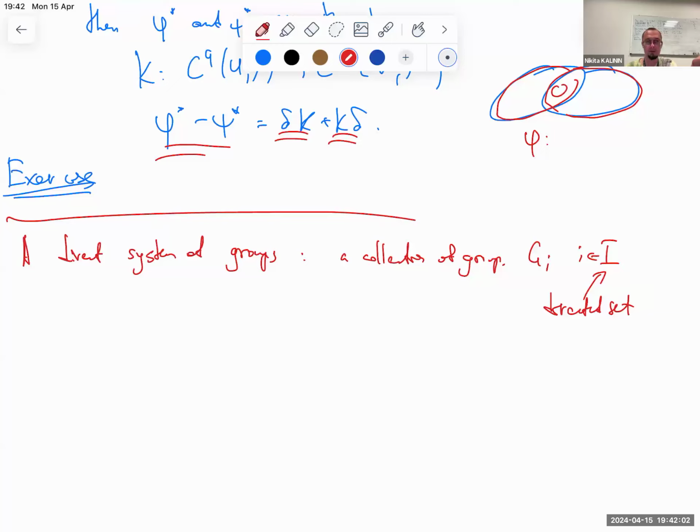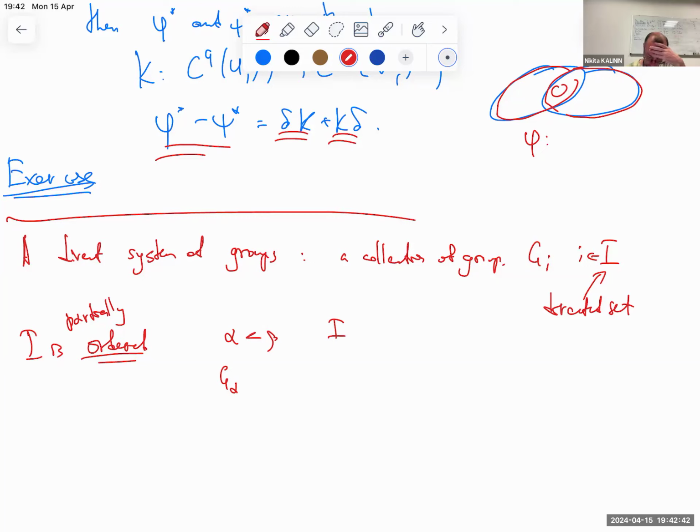So a directed set, well, it's a set with ordering. So it means that I is ordered. That may be a partial order. Yeah, so it's a partial order such that if you have alpha less than beta inside I, then you have a map from G alpha to G beta.